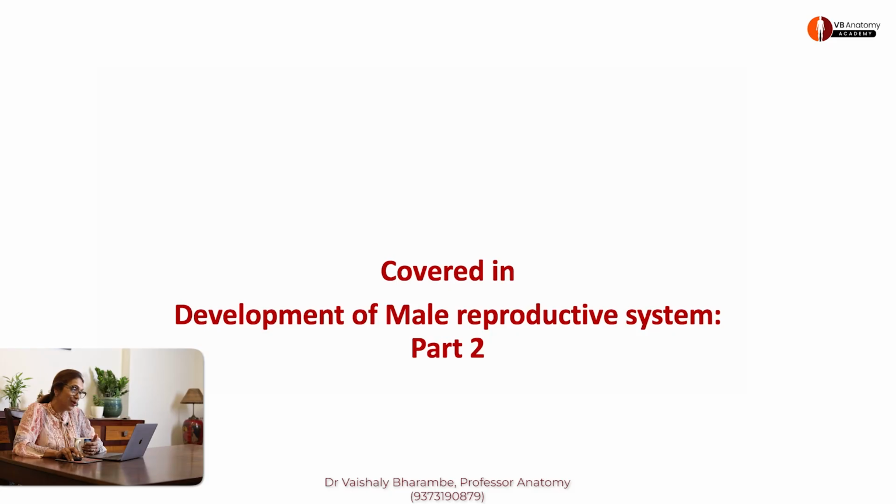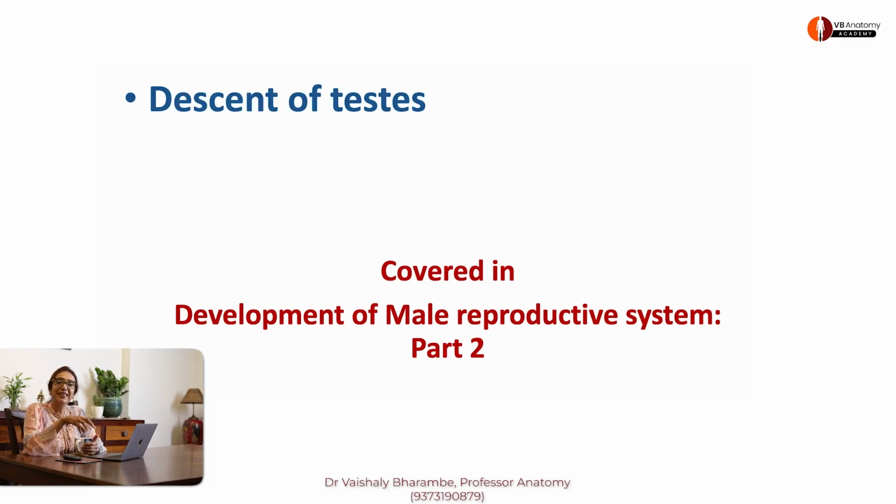Alright? Okay students, so what is left? What is left is we need to learn the descent of testes. You have forgotten that you have produced the testes in the dorsal wall of the abdomen. You don't want it there. You want it in the scrotum, which means the testis has to descend down. So that's the lecture number 2.